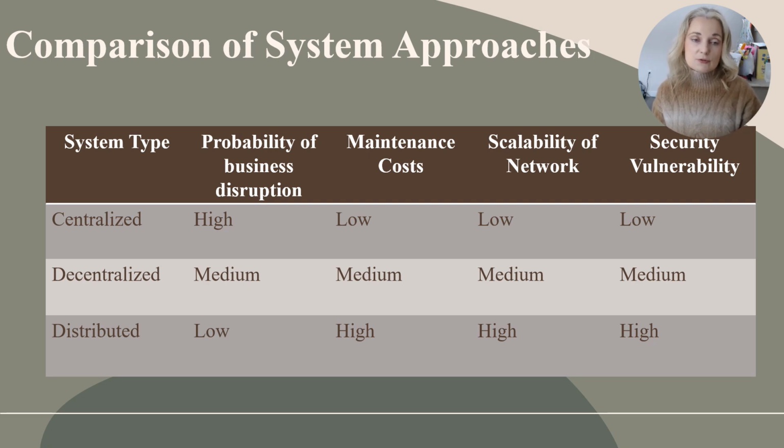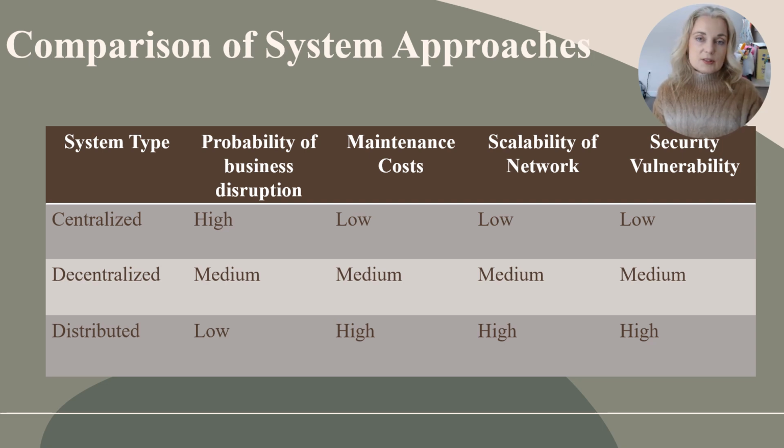And then with distributive, business disruption probability is very low because the other servers pick up the slack and the work from the site that goes down. When it comes to maintenance costs, centralized have the lowest maintenance cost, decentralized have medium, distributed have high. In terms of scalability, it's the lowest with a centralized system, it's medium with a decentralized system, and the ability to scale up with distributed is the highest.